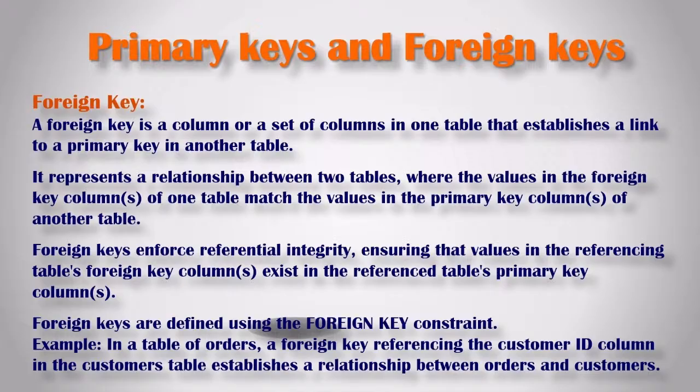Foreign key. A foreign key is a column or a set of columns in one table that establishes a link to a primary key in another table. It represents a relationship between two tables, where the values in the foreign key column match the values in the primary key. Foreign keys enforce referential integrity, ensuring that values in the referencing table column exist in the referenced table's primary key. They are defined using the foreign key constraint.